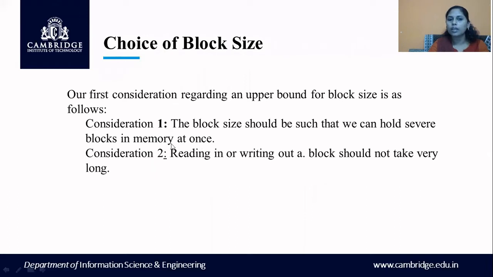They are not telling you the exact size of the block you are supposed to have, but they are telling you what considerations you need to take into account while selecting the block size. There are two considerations. The first one is that the block size should be such that we can hold several blocks in memory at once. We should be able to hold multiple blocks in memory, because every time we want a record, we can't be going to secondary storage to fetch the data.